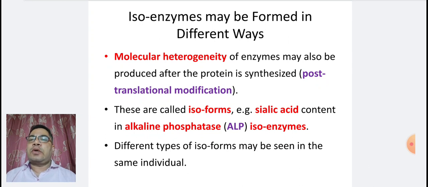Molecular heterogeneity of enzymes may also be produced after the protein is synthesized, that is, post-translational modification. This is called isoforms. Example, sialic acid contained in alkaline phosphatase isoenzymes. Different types of isoforms may be seen in different tissues of the same individual.